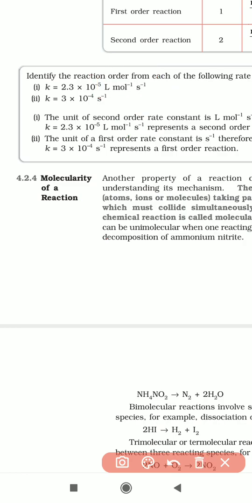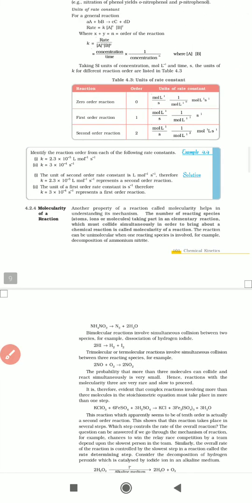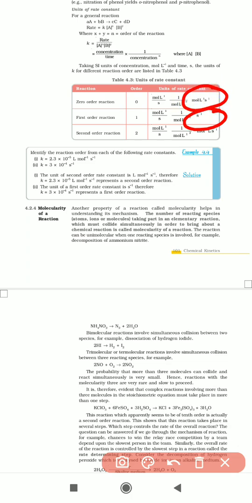Next, the second one is given: second inverse. Second inverse belongs to the first order reaction, right? So for first order, the expression is only second inverse. Keep this in mind. If you take zero order, mole liter inverse second inverse is the unit for the zero order reaction. First order is second inverse, and liter mole inverse second inverse is the second order rate constant unit.